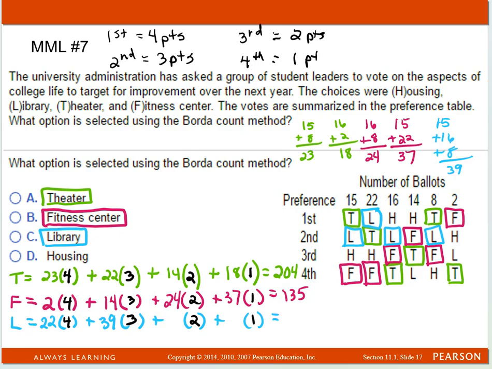Then we go to third place votes, and again I'm looking for an L, and there's only one right here. Those 2 people on the end, so 2. And on the bottom row there's also one L, and that's 14 people there for fourth place, and you get 1 point for fourth place. So when you do all that math, you and your calculator, you get 223. Library takes the lead.